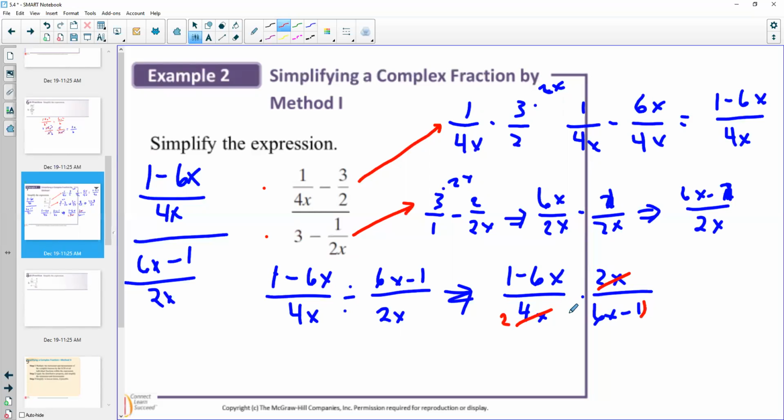Really, if I pull out a negative 1 out of one of them, they become the same, don't I? This one would become negative 1 times 1 minus 6x. So they become the same. If I pull out a negative 1, then these two cancel. Okay? So multiply straight across. I get 1 on the top because there's nothing left, and a negative 2 on the bottom. It's done. Negative half. All right.